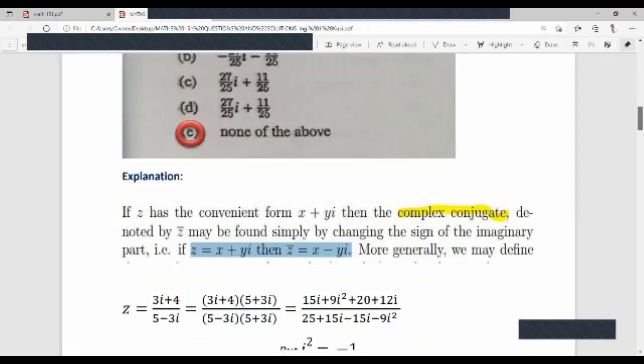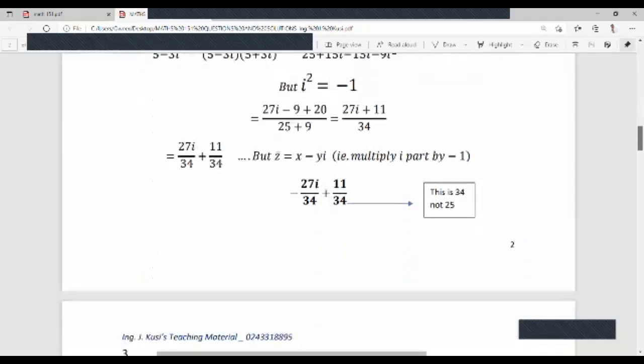So now let's go down and check again. So we have this, minus 27 over 34, and plus 11 i over 34.